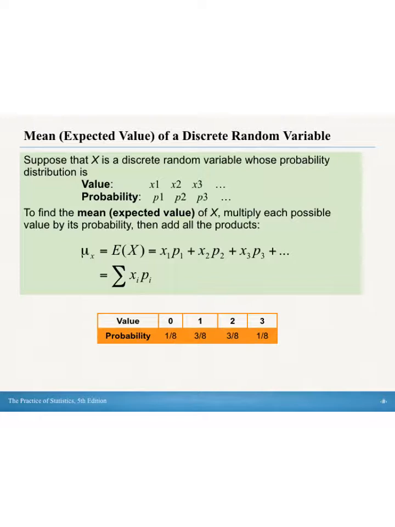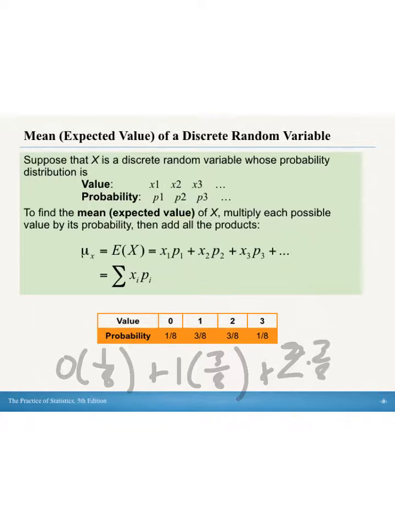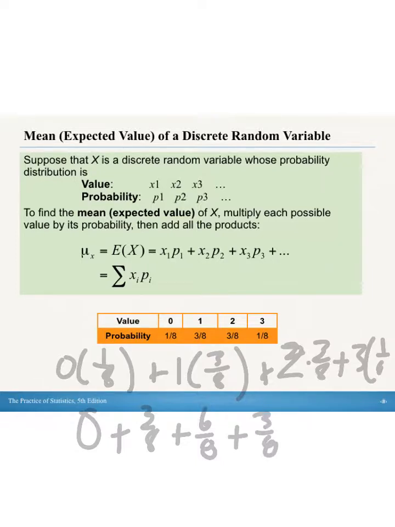So using our example from the coins, if we wanted to find the expected value, we would multiply 0 times 1/8 and add it to 1 times 3/8, and 2 times 3/8, and 3 times 1/8. So we get 0 plus 3/8 plus 6/8 plus 3/8. 12/8 is 1 and 4/8, so it's 1.5.